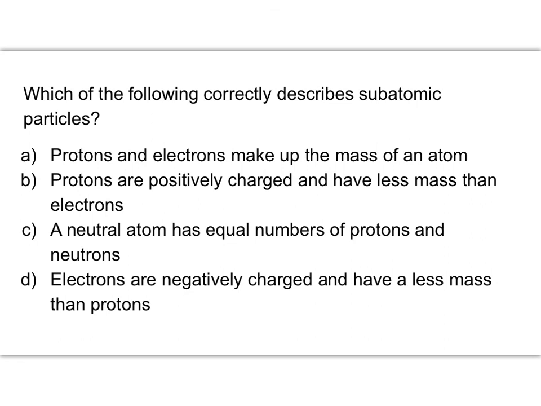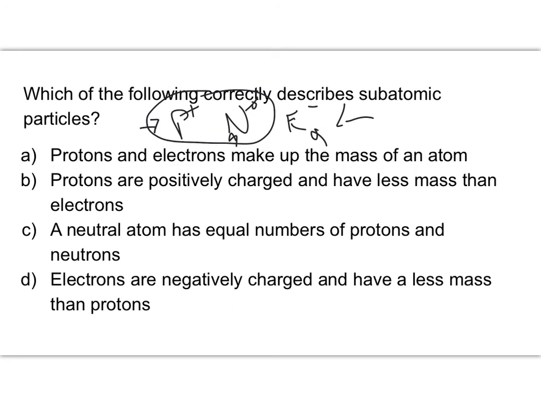Which of the following has a correct description of subatomic particles? So what do we know about the particles that make up an atom? We've got protons, neutrons, and electrons. Protons are positive, electrons are negative, neutrons are neutral. The other thing to keep in mind is that protons and neutrons have mass, and electrons don't have mass. Protons and neutrons together make up the nucleus. Electrons orbit around. So these are all the facts that we have to look for in the description.